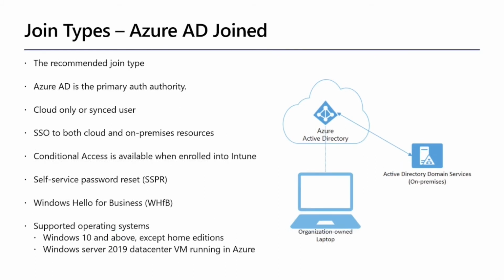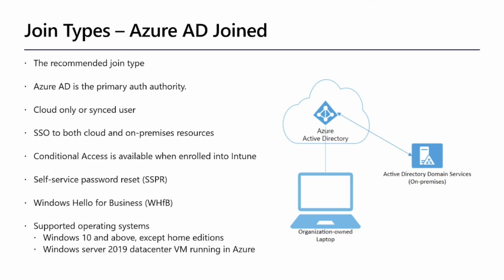Third join type is Azure AD Join. This is the recommended join type, and in this join type, Azure Active Directory is the primary authority for authentication. Both cloud-only users and synchronized users can sign in to Azure AD Join devices. And also single sign-on experience is available for both cloud services and also on-prem resources.